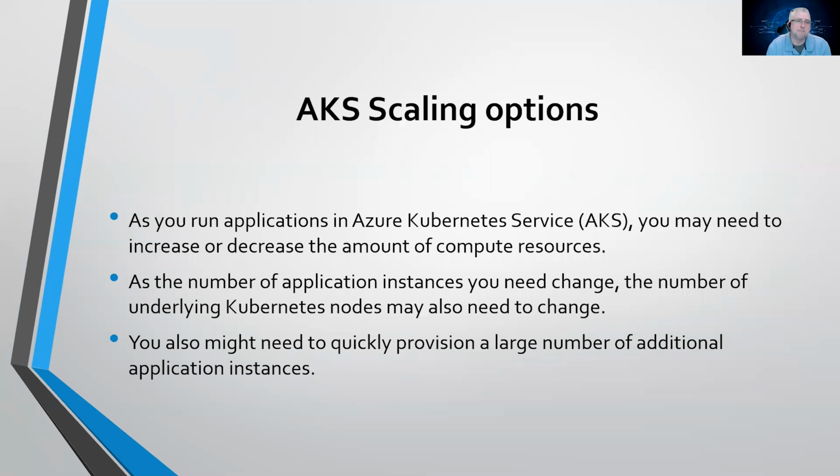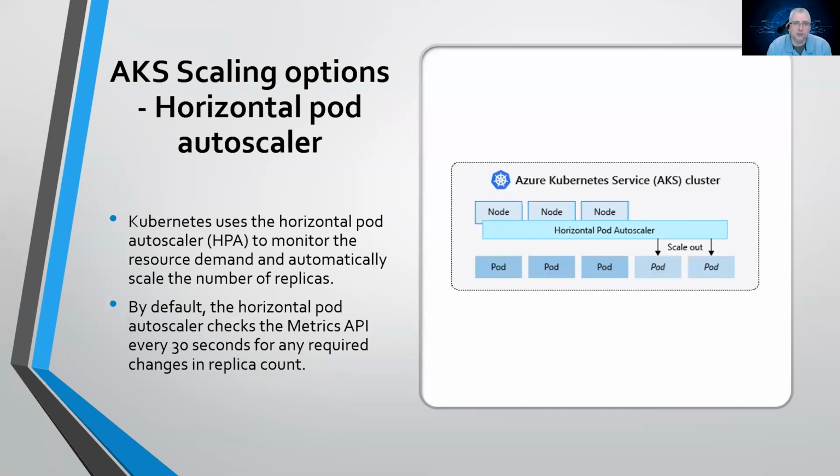Scaling options. One of the good things with AKS is you can say, I need 2 nodes right now, but I might need 10 later. So you can start with a small number of nodes, and then tell it, once we get there, let's scale out. But it's not just nodes, it's also pods. And you can do this manually or automatically.